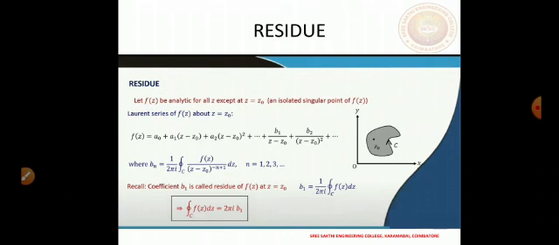But this coefficient b1 in this Laurent series expansion, the coefficient of 1 over z minus z naught, is called the residue of f of z at the point z equal to z naught. And remember, z naught is an isolated singular point of f of z.